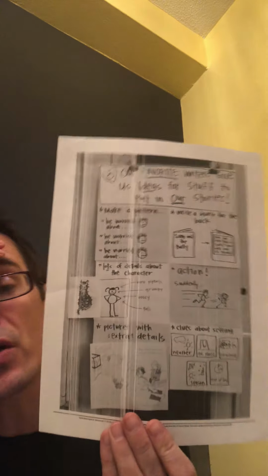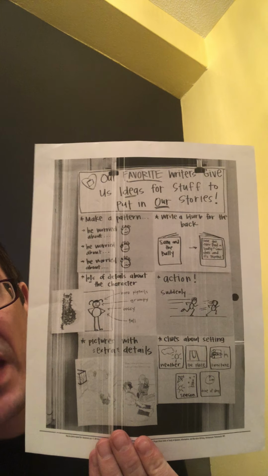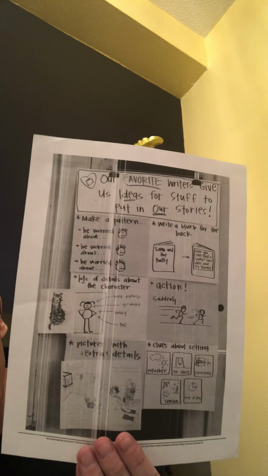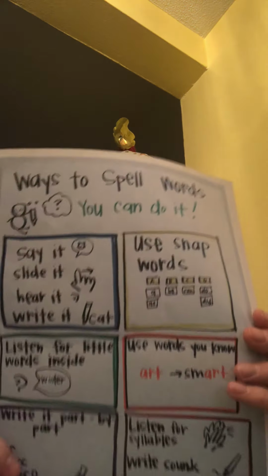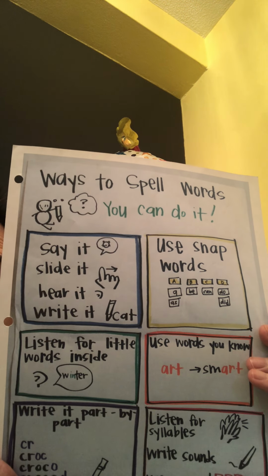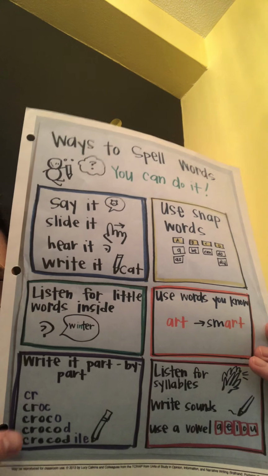Then we're going to look at mentor writers, and we're going to look at this chart that I put in the writing tools that are things that our favorite authors do that we can do in our writing. And I think there's even another chart in there as well. Then, of course, we have to think about our spelling, ways to spell words. And we saw this chart earlier in the year, but we're going to revisit it.